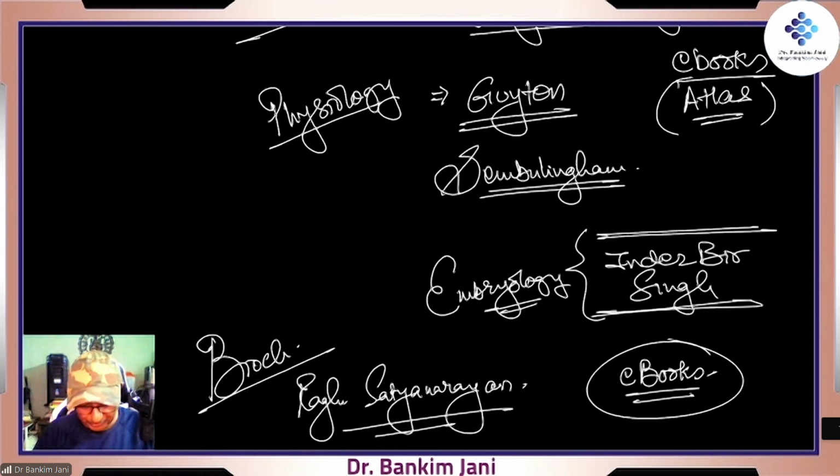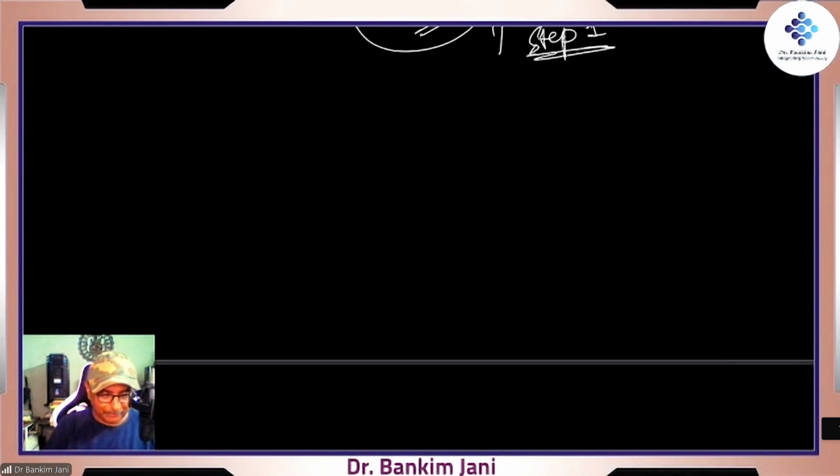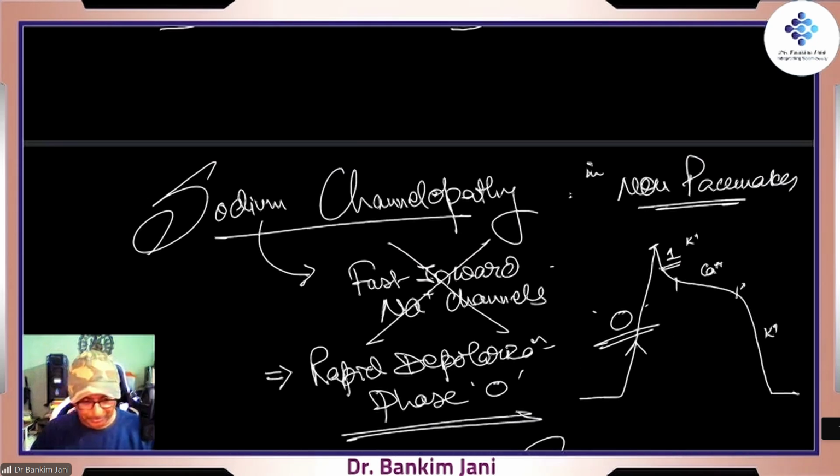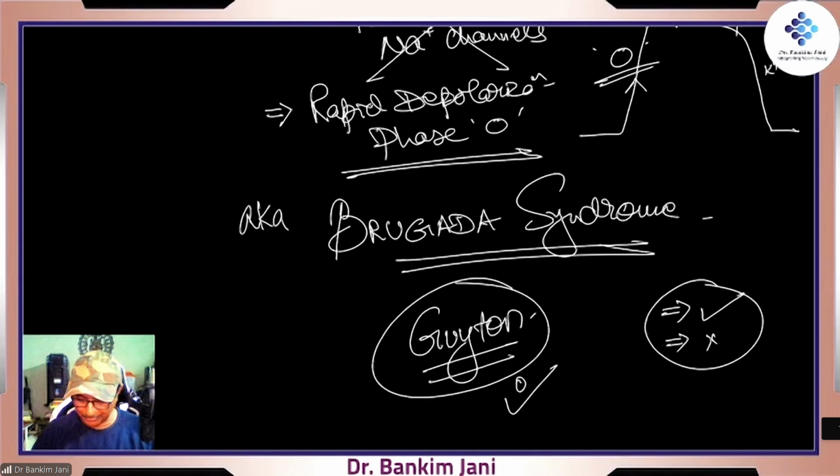This is how we do it: whenever I draw a symbol like this in any of the notes, it means this was one of the USMLE questions asked in the past. So it becomes easy for me, and easy for you also, to understand. Over here, Brugada syndrome was one of the questions in the past, and this was the question about which phase.